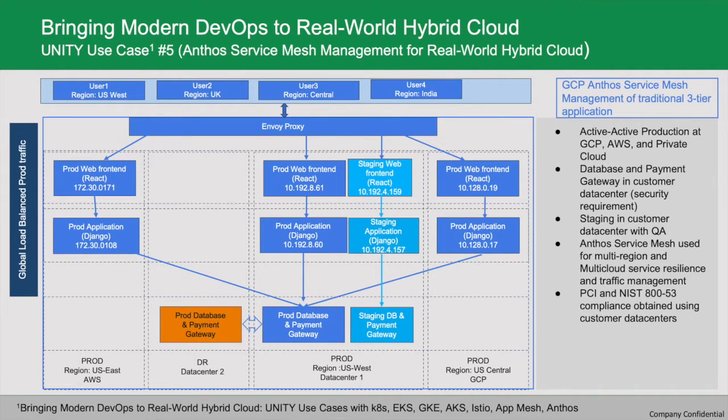In this case, Anthos Service Mesh Manager was used to implement intelligent traffic management and global load balancing between their three production sites on the US West, US Central, and US East. And we also implemented intelligent traffic mirroring so that their staging environment was seeing mirrored production traffic, so they could test out their code in staging under the true conditions of production for an easy, efficient, and successful deployment into production.